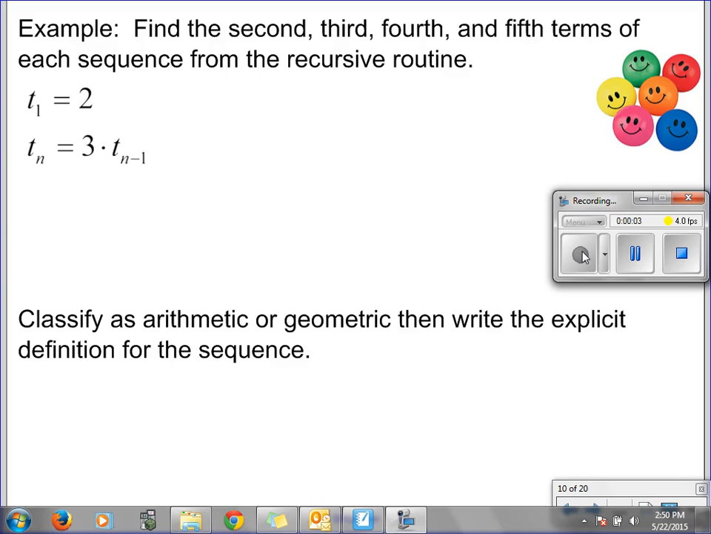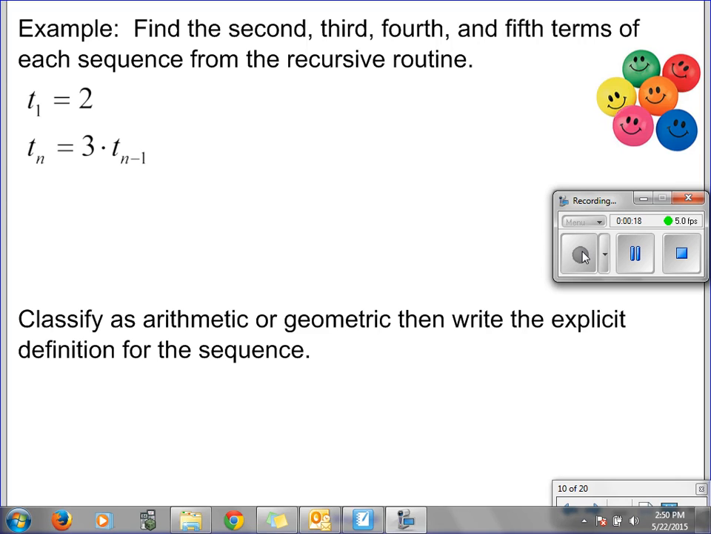Welcome to section 13.2. We're looking at recursive sequences, recursive routines with sequences. I'm going to go through a couple of examples, just getting used to the notation, looking at an arithmetic, a geometric, and then I think a neither example.